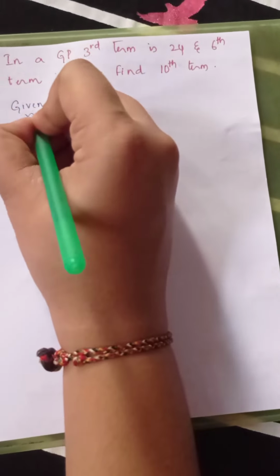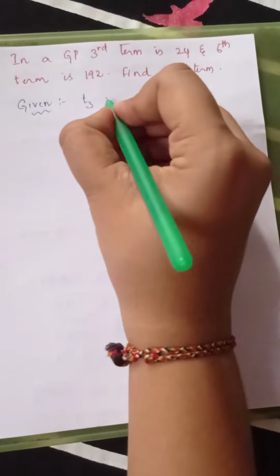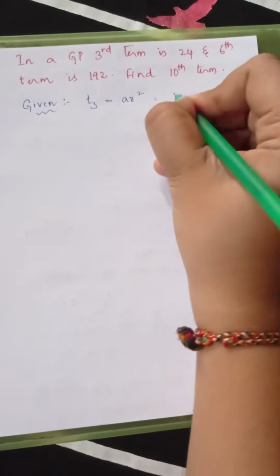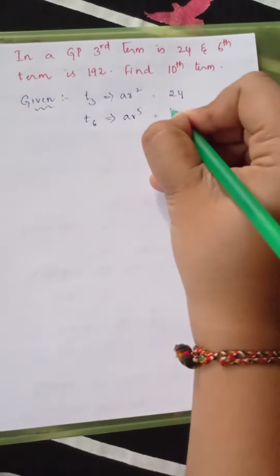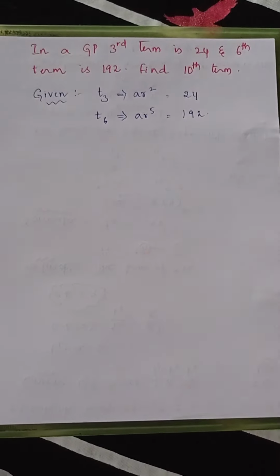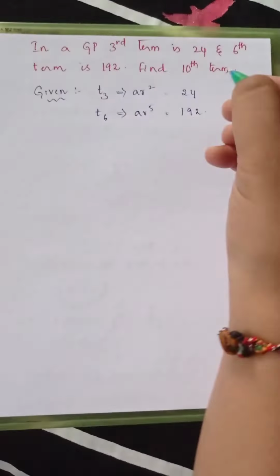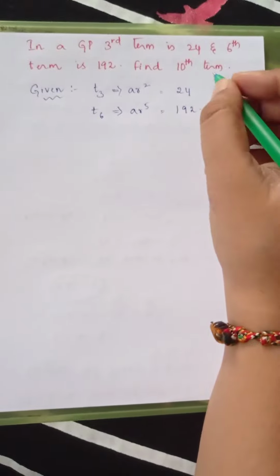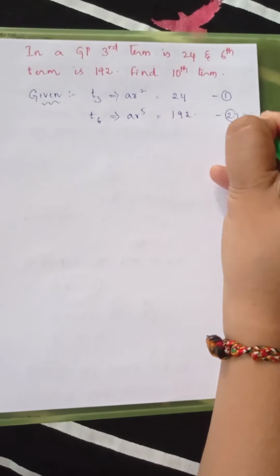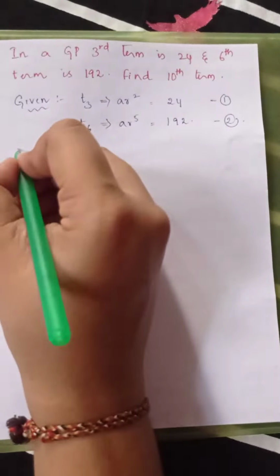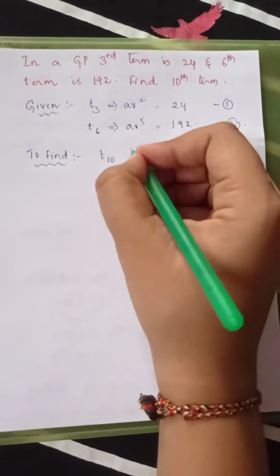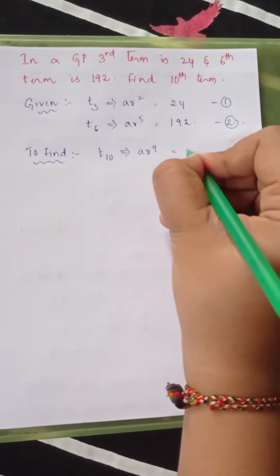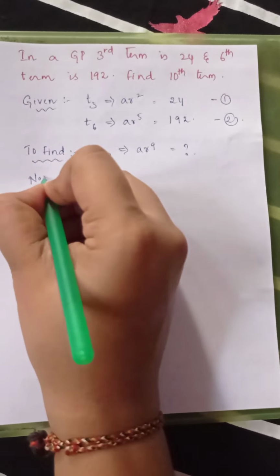So what they have given: third term, that is T3 is equal to AR power 2 is equal to 24, T6 is equal to AR power 5, that is 192. And what we need to find is the 10th term. So here you can keep it as equations 1 and 2, and you need to find T10, that is equal to question mark, AR power 9.